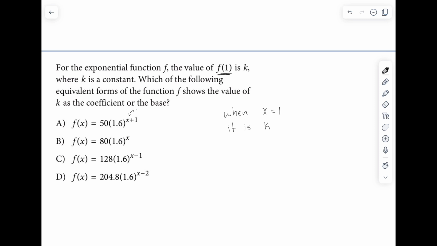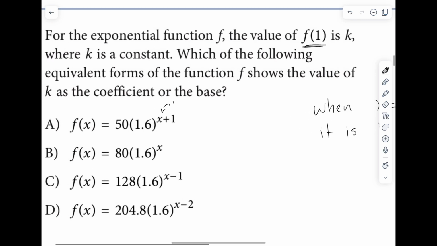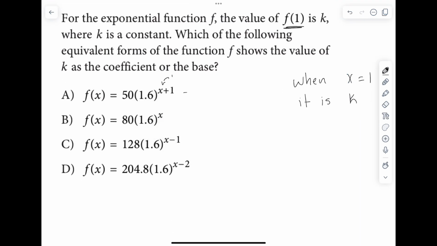So we get 50 times 1.6 to the power of 2, and that gets us 128. So since 128 isn't in the coefficient or base, we can cross out a. So now let's try b. 80 times 1.6 to the power of 1, just 80 times 1.6. It's also equal to 128, but that is not anywhere in our function, so let's try c. So 128 times 1.6 to the power of 0, that's also equal to 128, but 128 is in our function, so c is the right answer.